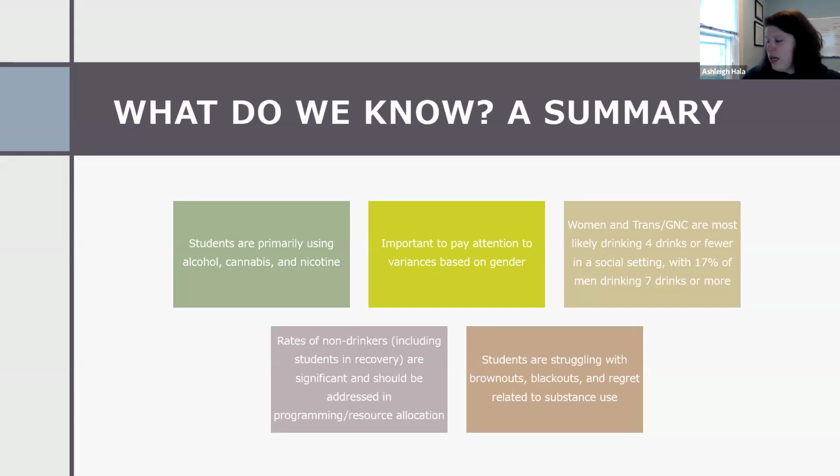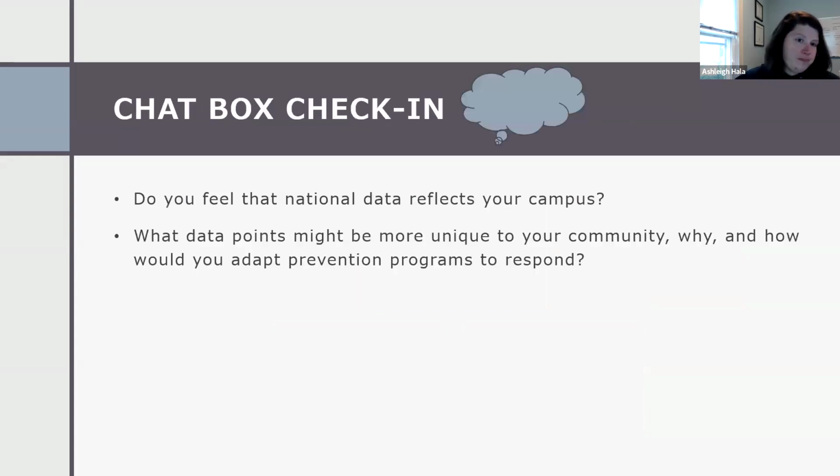So what do we know, right? A quick 30,000-foot summary of what we just shared. Students are primarily using alcohol, cannabis, and nicotine, and to be honest, I don't see that changing anytime soon. It's important to pay attention to variances based around gender, particularly any disproportionate impacts. One of those is that women and trans and gender nonconforming folks are most likely drinking four drinks or fewer in a social setting, and men drinking more. Rates of non-drinkers or students in recovery are significant and should be addressed, as we just talked about. And students are struggling with brownouts, blackouts, and regret. And if we know that those are the experiences they're having, how can we use that knowledge to best help them and intervene? So a little bit around what we know.